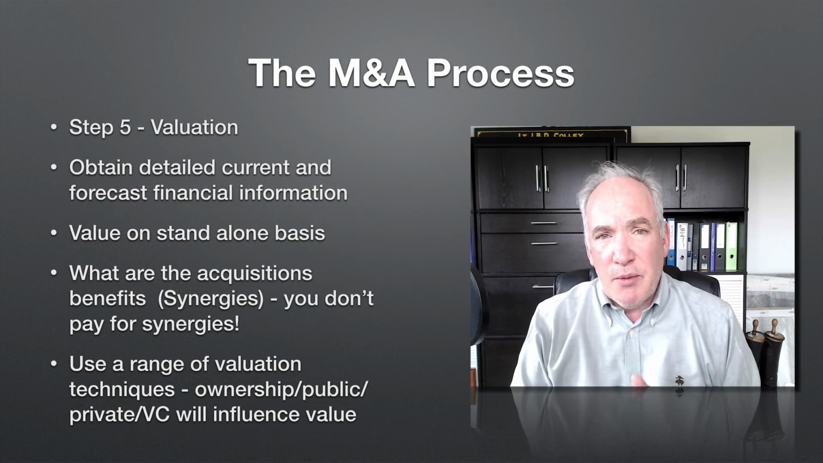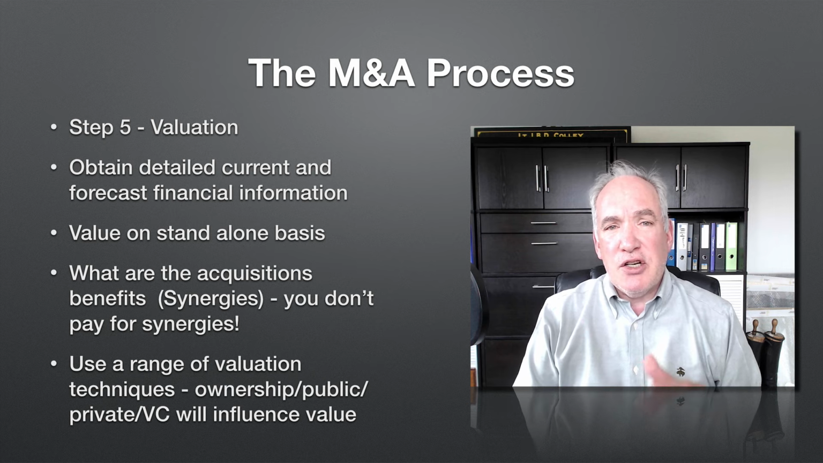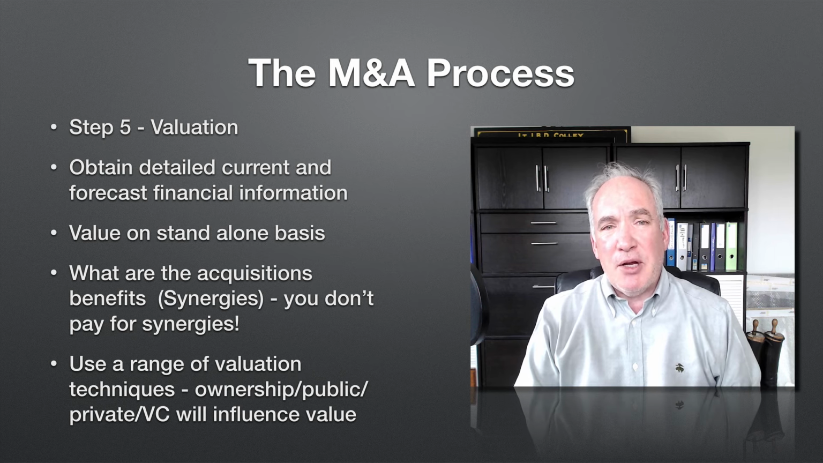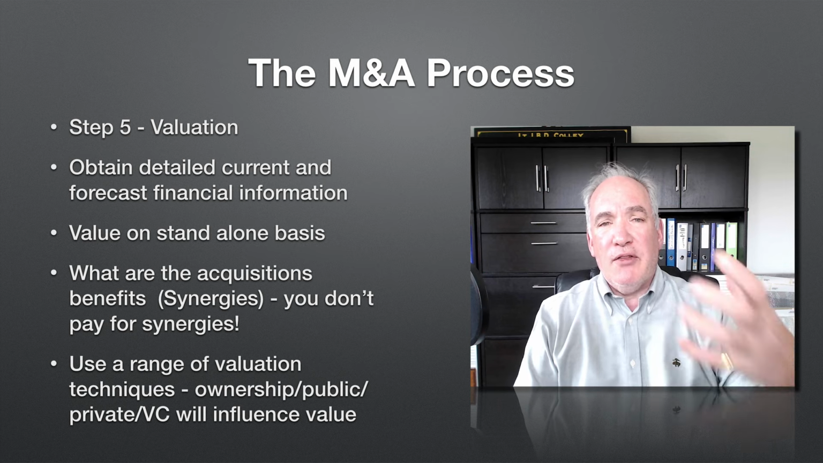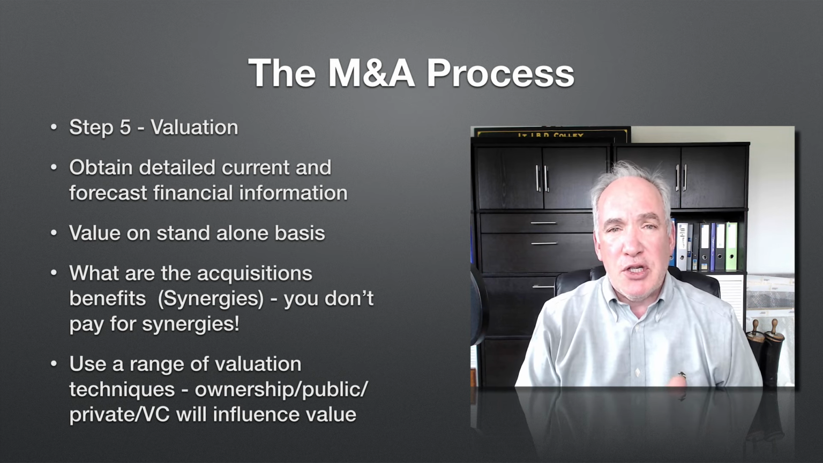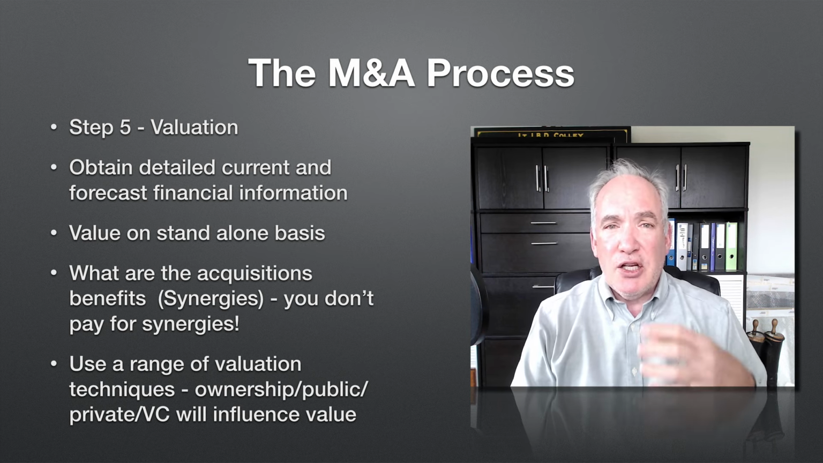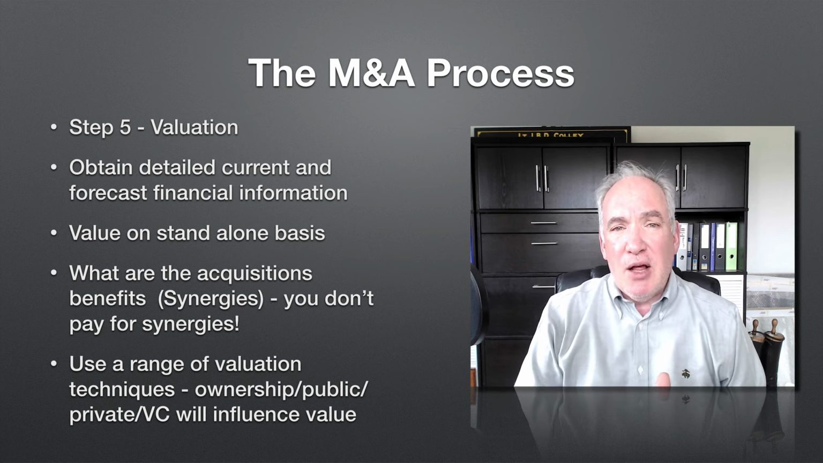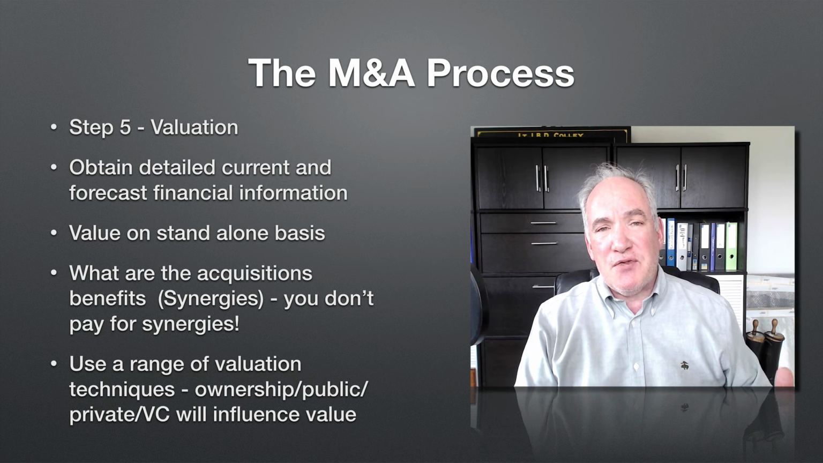You now come to valuation, which is step 5. And to come up with a sensible valuation, you need to obtain detailed and current financial information about the business. And for that, you need the owners of the business to hand that information over to you. In order for them to do that, you need to get a confidentiality agreement in place. It's helpful as well if you can get their budgets for the year so that you can have some idea of what the forecast is for the business.